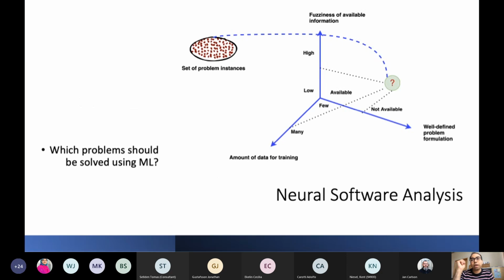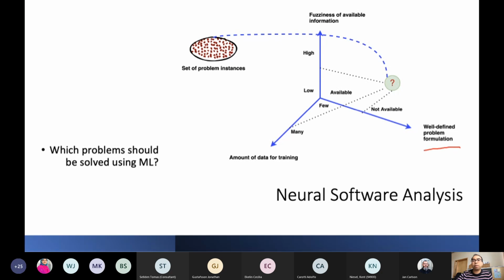Now the question is, which problems are suitable to solve using machine learning? Not all problems are suitable, because static and dynamic program analysis are very good at solving some of the problems in the software engineering and program analysis domain. To answer this question, we need to consider three dimensions of the problem space. The first dimension is the well-defined problem formulation dimension.